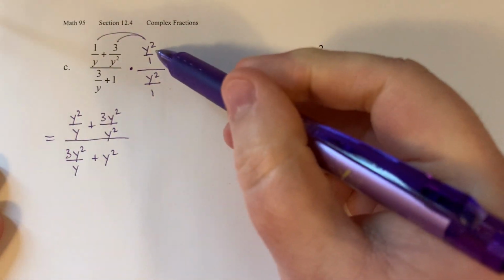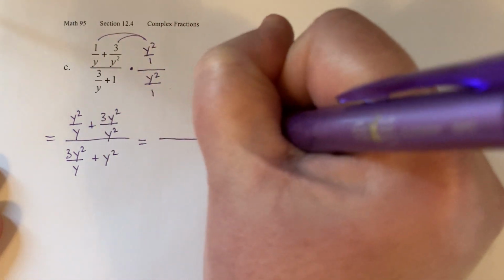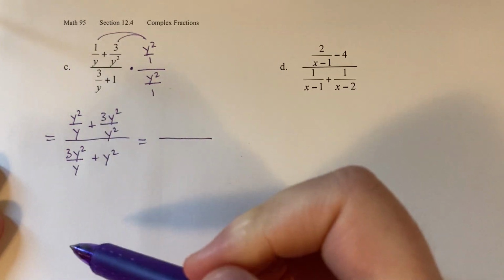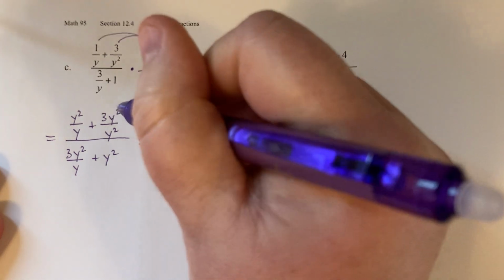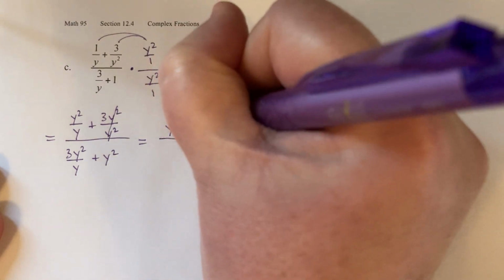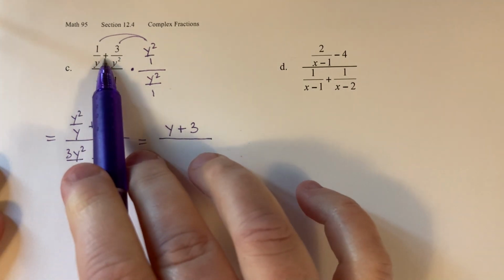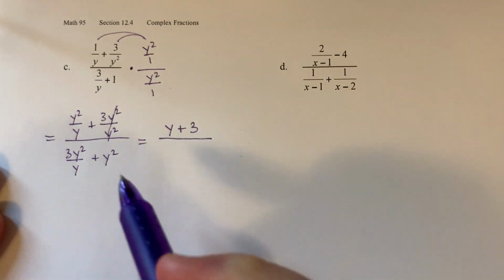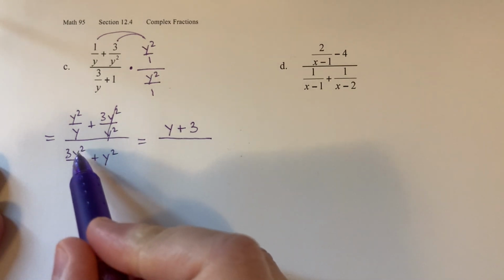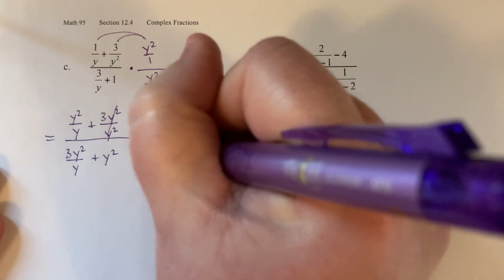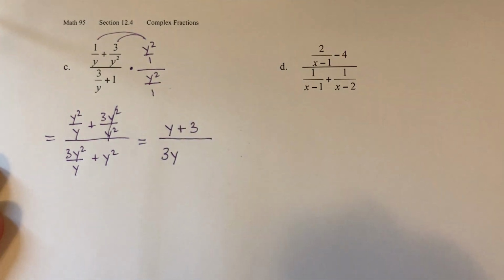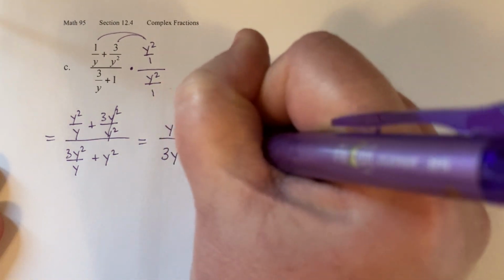So I distributed that least common denominator of y squared to all 4 pieces being added, and now all the fractions should cancel. Y squared divided by y is just y. Here the y squareds reduce, so the top of the fraction simplifies to just y plus 3. Already tons better than what we started with. In the bottom, y squared divided by y is going to give us 3y plus y squared.